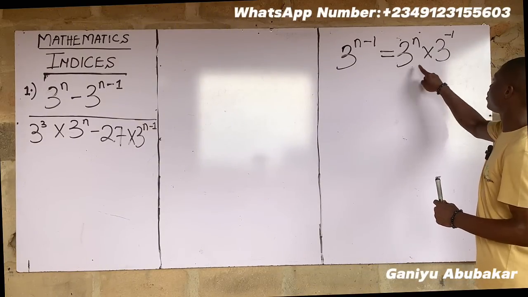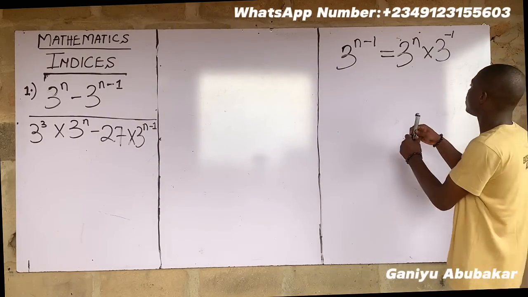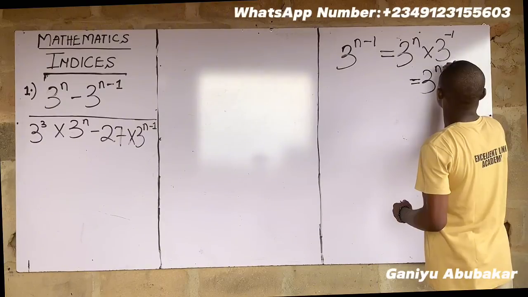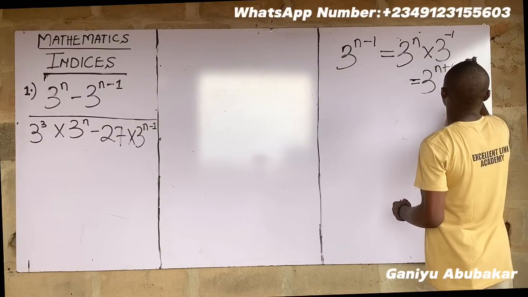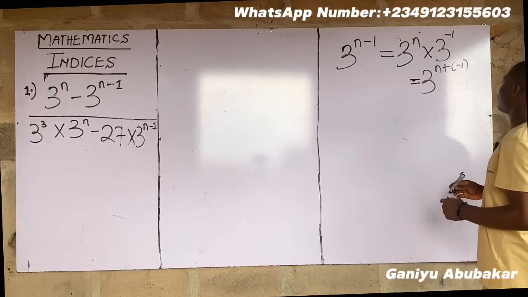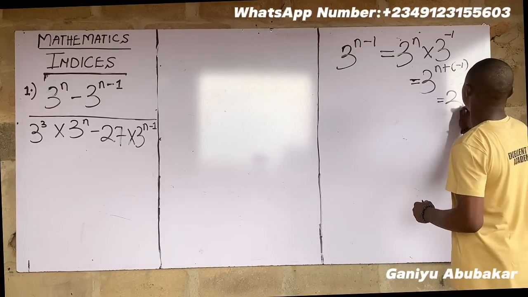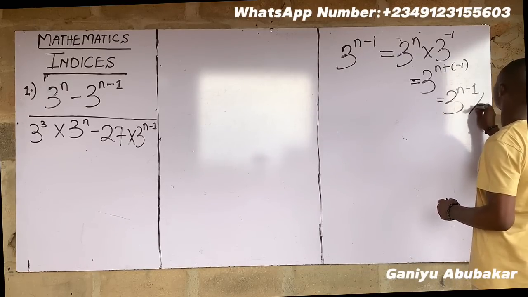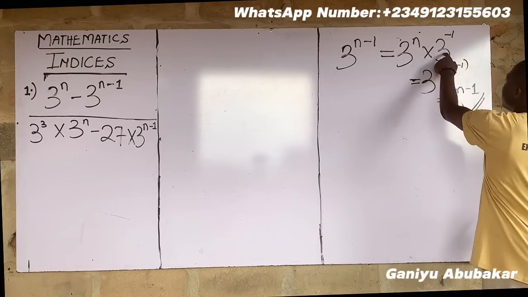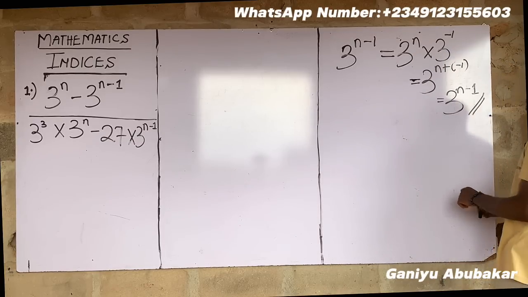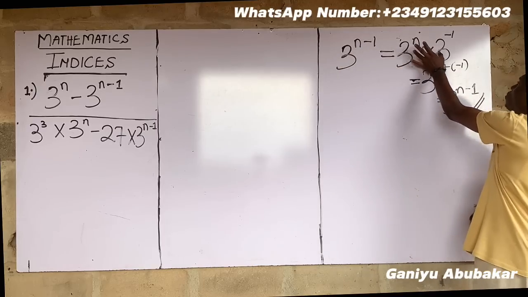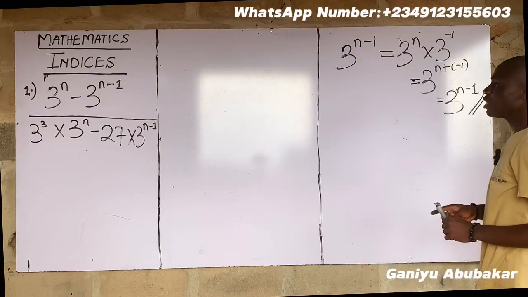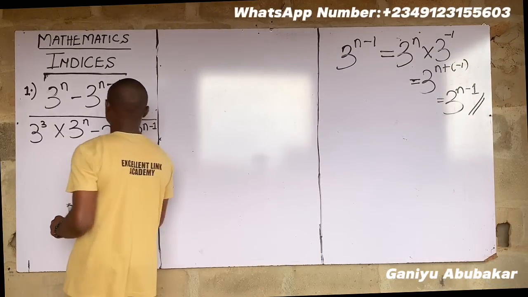These are like bases. We said when like bases are multiplying, we simply add their powers. That becomes 3 to power n plus minus 1, which is 3 to power n minus 1. So observe that with this one here, I go back to this. I can express this one in terms of this and still be correct, please. That's the concept. So at this point, let's see how we can possibly simplify this.